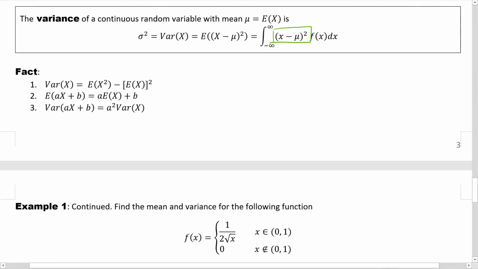And we also have this fact. The variance of X is the second moment minus the mean squared. And E of aX plus b equals a times E of X plus b. The variance of aX plus b is a squared times the variance of X. So actually the proofs are identical. You just replace the sum by the integral. So they work the same way.